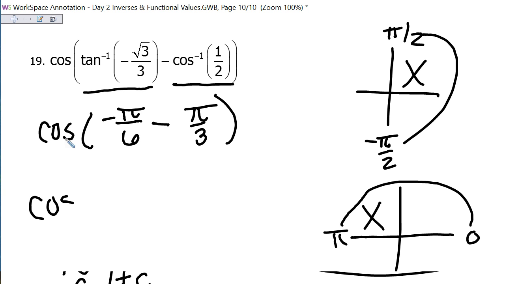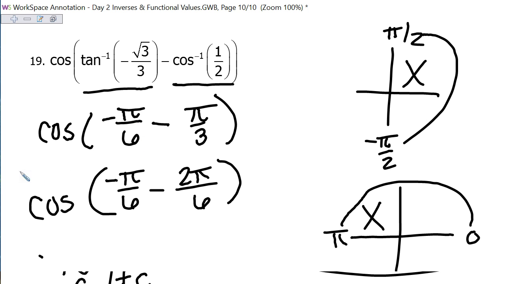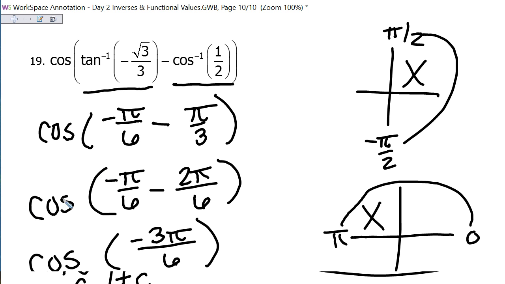In order to subtract two fractions, what do we have to have? Common denominator. What's the common denominator? 6. So the first one is good. Leave it as negative pi over 6. Instead of pi over 3, we need to change that to 2 pi over 6. And now that we have a common denominator, we can subtract those. So negative pi minus 2 pi gives us negative 3 pi. Keep the common denominator at 6. And that simplifies to negative pi over 2.